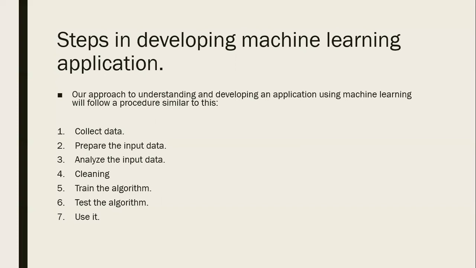Our approach to understanding and developing an application using machine learning in this course will follow a procedure similar to what you see in the slide. One, collect data. You could collect the samples by scraping a website and extracting data, or you could get information from an RSS feed or an API, application programming interface. You could have a device collect wind speed measurements and send them to you, or blood glucose levels, or anything you can measure. The number of options is endless. To save some time and effort, you could use publicly available data.